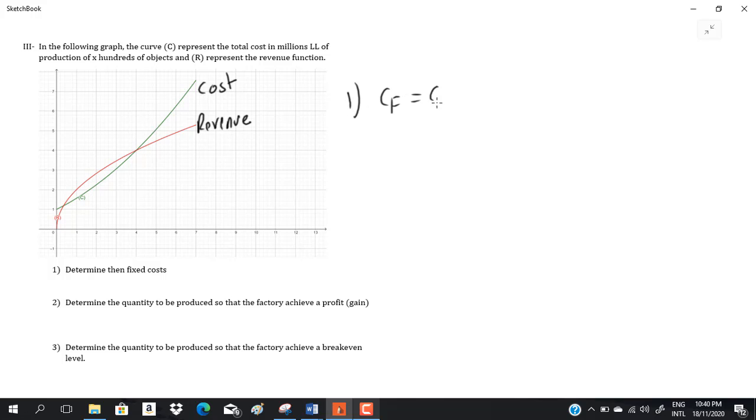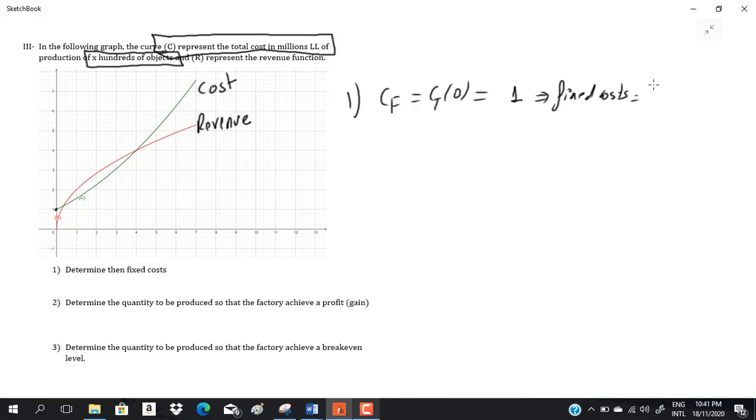Fixed costs equal C of 0, and C of 0 is 1. At the beginning he said that in the following figure the curve C represents the total cost in million, of production of x hundred of objects. X is in hundreds of objects. So C of 0 equals 1, so the fixed costs equal 1 million Lebanese lira. Why million? Because it's in million Lebanese lira. Every answer of C must be multiplied by 1 million.